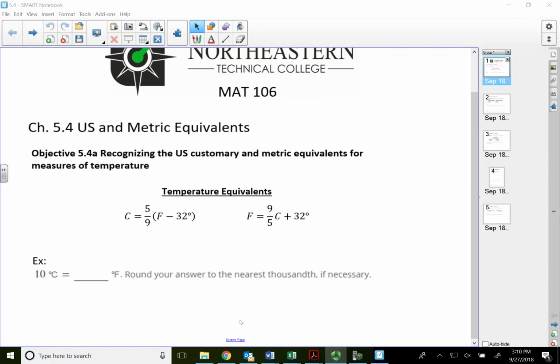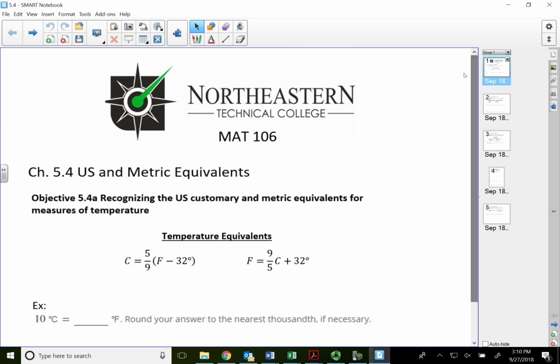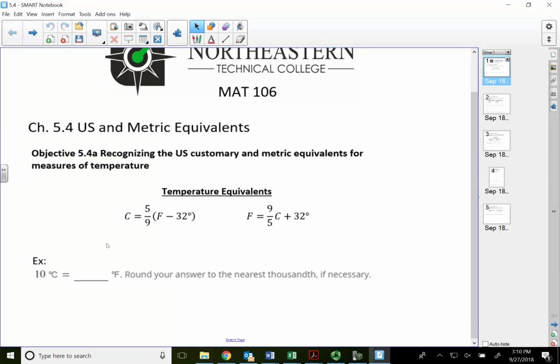So I'm going to start you off with temperature. In the United States, we use Fahrenheit. The majority of the world uses Celsius. So if you actually watch the BBC channel, when they talk about weather, they're always referring to Celsius, okay?